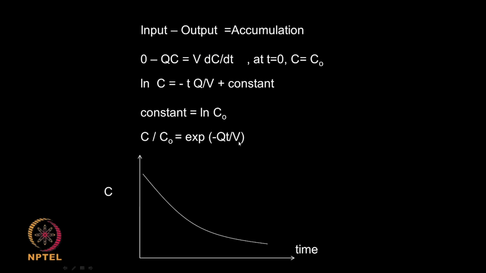Now, V by Q, that is volume by flow rate, is called the residence time tau. So, we can have the equation as C is equal to C naught e power minus t by tau, where tau is the residence time. This is a first order relationship for a stirred tank.